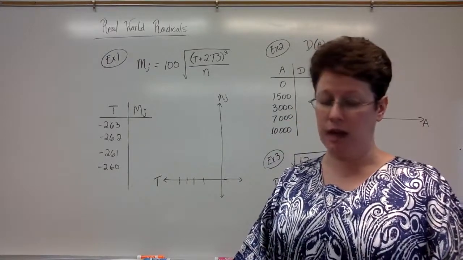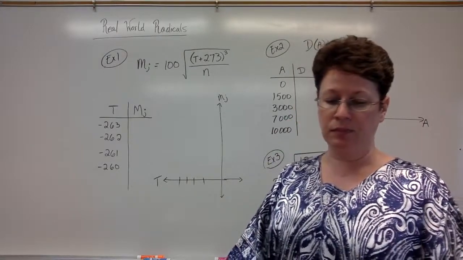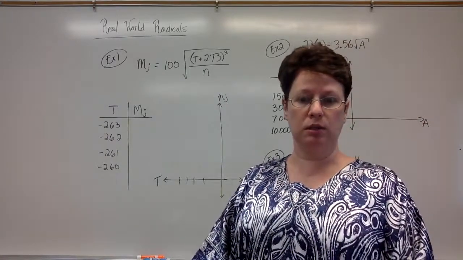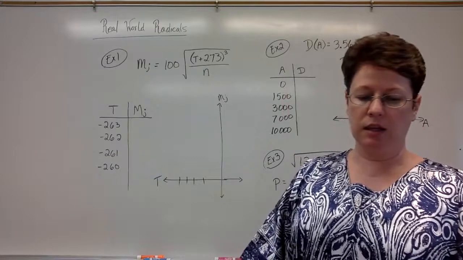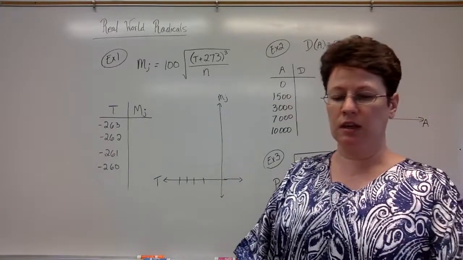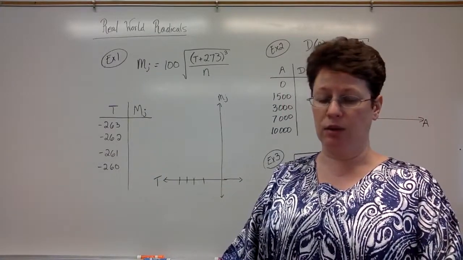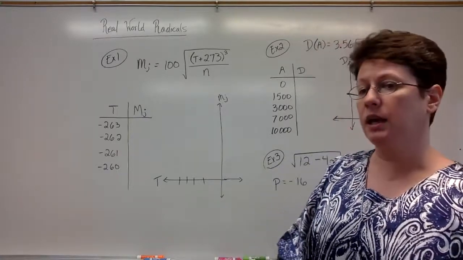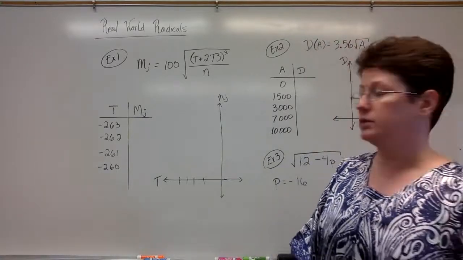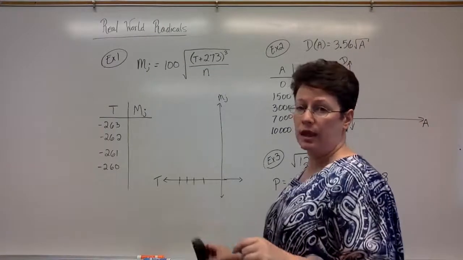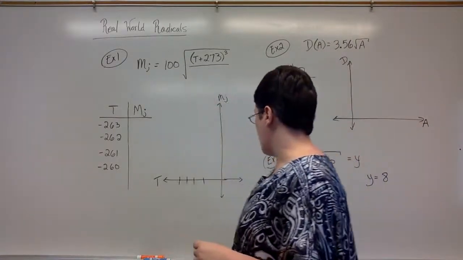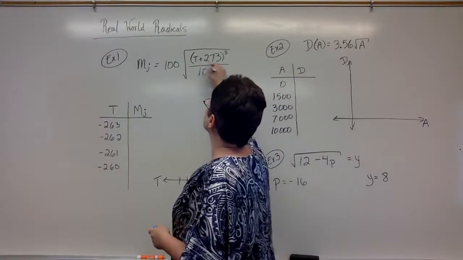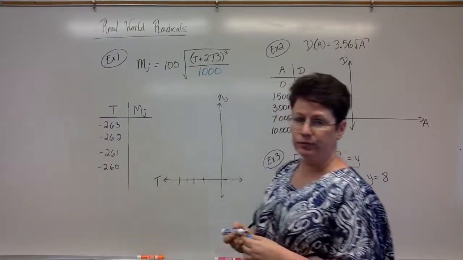T is the temperature of the gas in degrees Celsius. Okay. N is the density per cubic centimeter. And then the astronomer discovers that with a mass of 137, he wants to know what the temperature is. Now, they gave us an N value of 1,000. So what we're going to do is use that 1,000 for all of the data points. So plug in 1,000 to start with for the N value. All right?